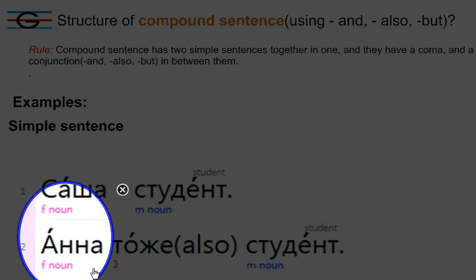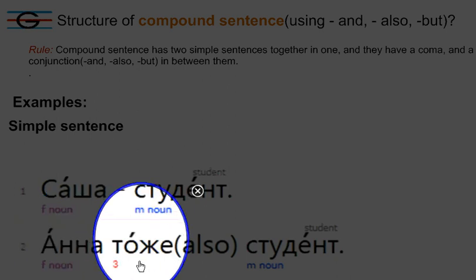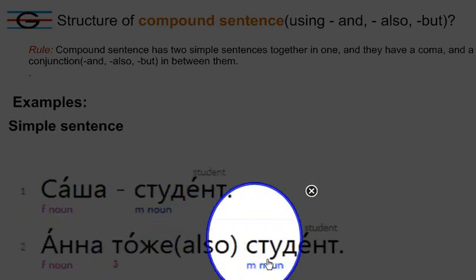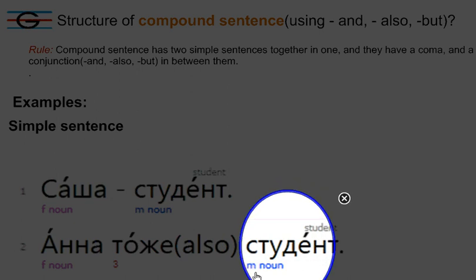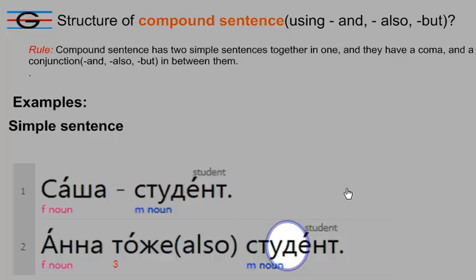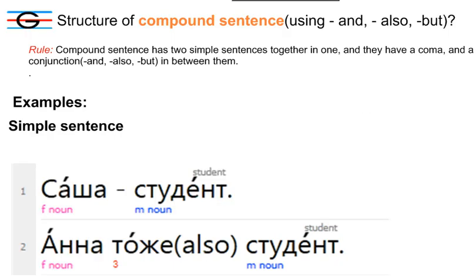Okay, let's go to another one. Anna, it's the name of a girl. It's a noun. It answers the question who, кто, Anna. Feminine, okay. Тоже, also. Student, she's also a student. It's a noun. Okay. So this is an example of two simple sentences. Sasha is a student and Anna is also a student.